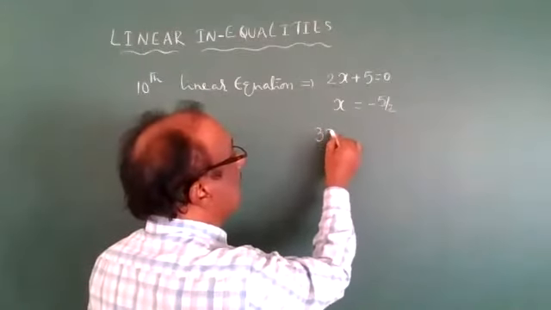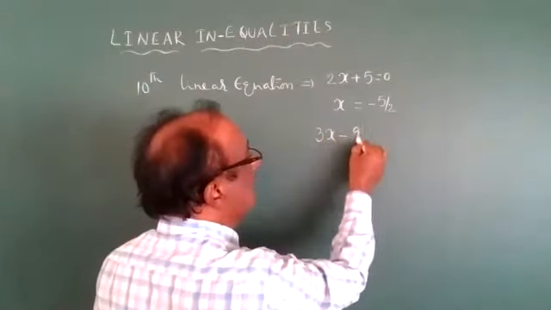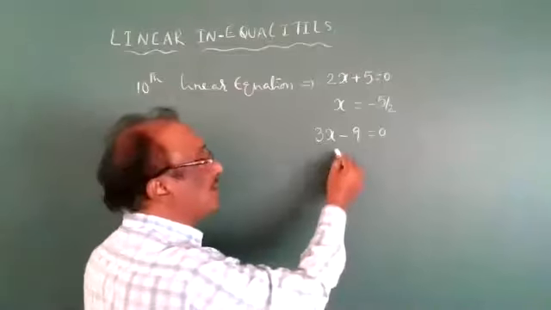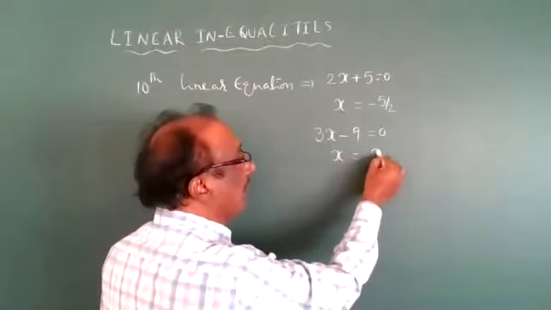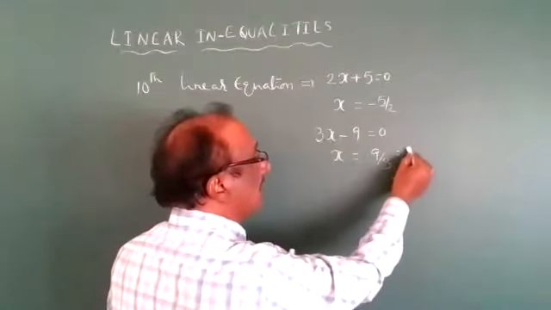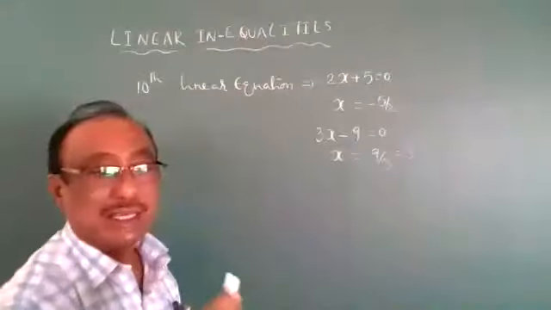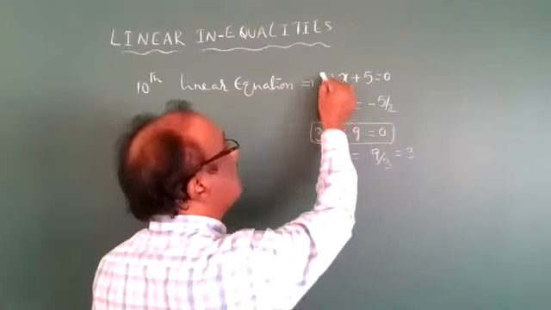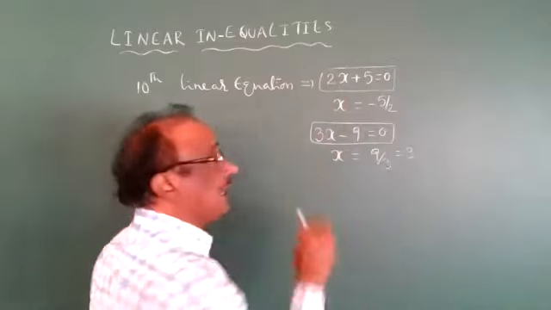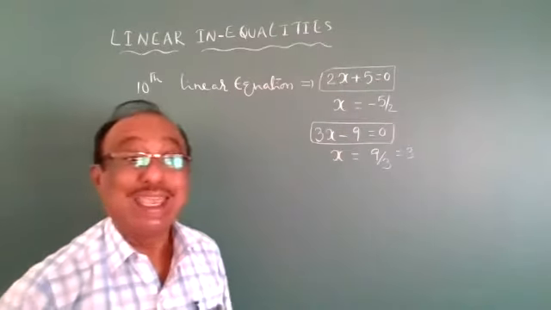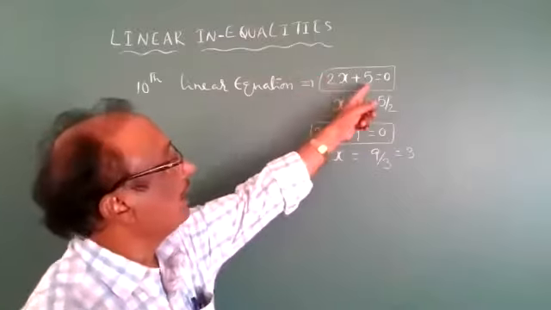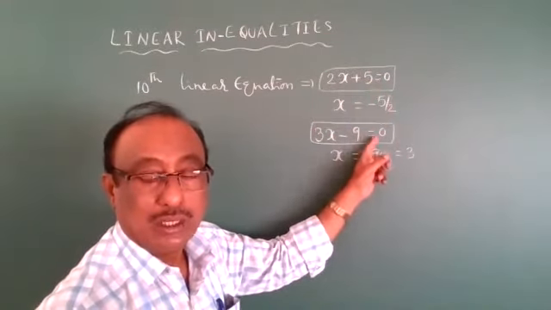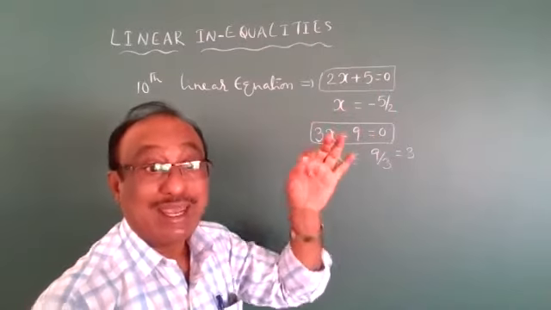Now 3x minus 9 is equal to 0. Another linear equation, we can find x is equal to 9 by 3. The answer is 3. The highest power of x is 1, so that equation is called a linear equation. In the 10th class, we read equality: equal to 0, equal to 0.